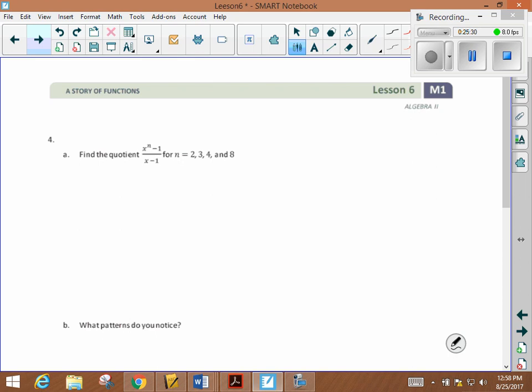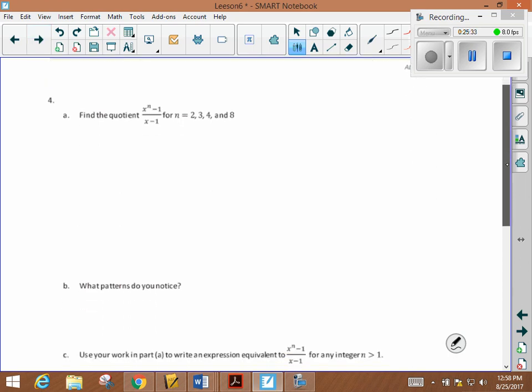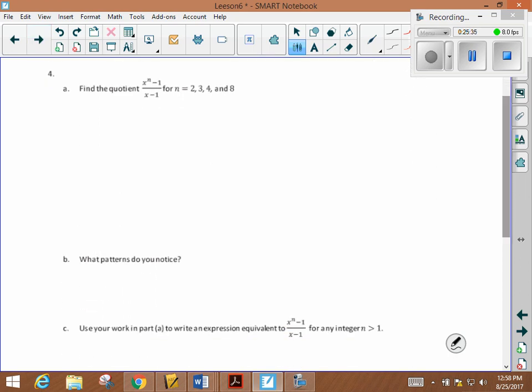Okay, here we go. Let's find this quotient. Starting to get a little more different, right? Anyhow, what was the pattern that we came up with? Right? Remember at the very beginning we had come up with the pattern, yeah? So what is our quotient going to be? So when n equals 2, what will our quotient be? Just x.